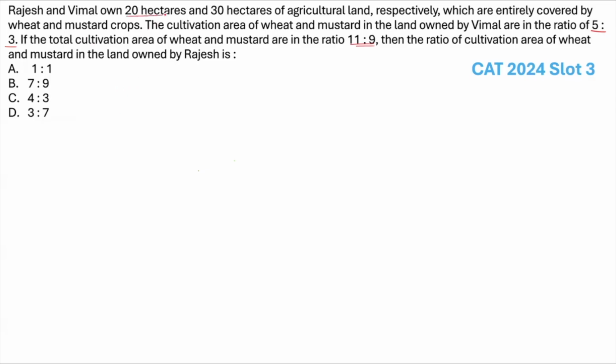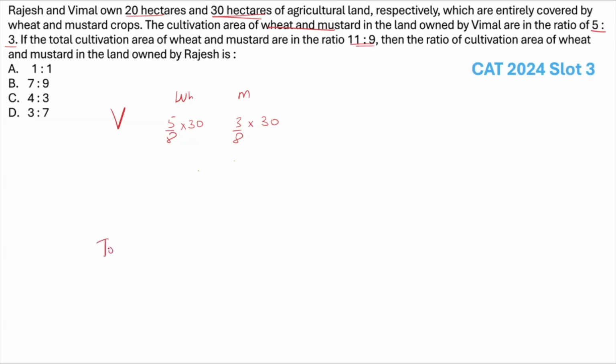Rajesh and Vimal own 20 hectares and 30 hectares of agricultural land. The cultivation area of wheat and mustard for Vimal is 5:3. Now Vimal owned 30 hectares of land. So for Vimal, I can say wheat and mustard will be 5/8 of the total and 3/8 of the total respectively. Because this ratio is 5:3, we have seen this in ratios chapter that if the ratio is 5:3, the first quantity is 5/8 of the total and second quantity is 3/8 of the total. Since Vimal's total land ownership is 30 hectares, wheat cultivation is 5 by 8 of 30 and the mustard cultivation is 3 by 8 of 30.